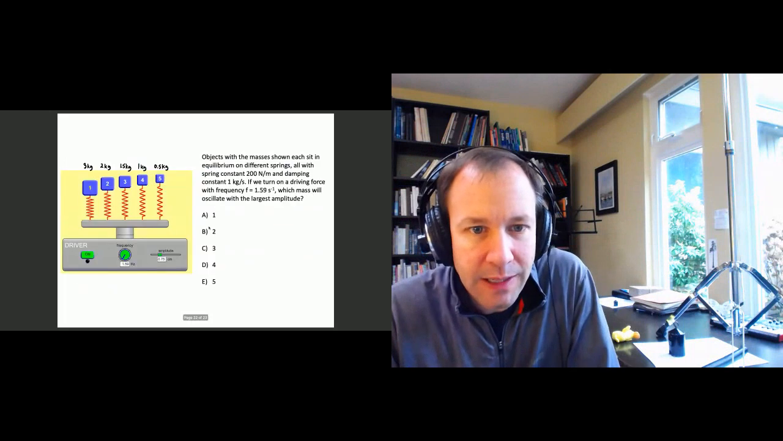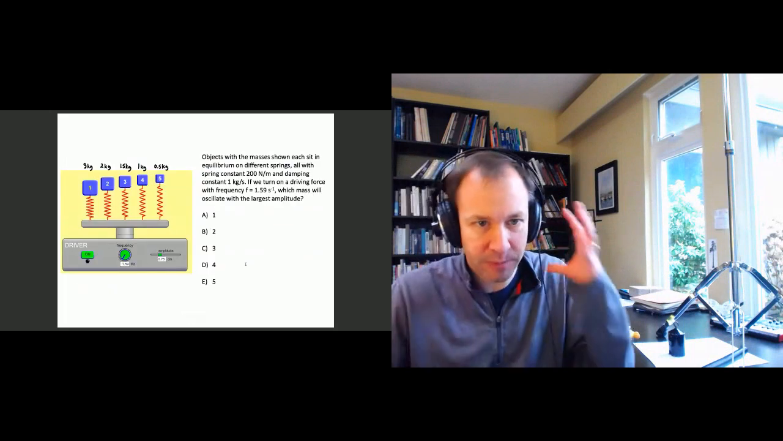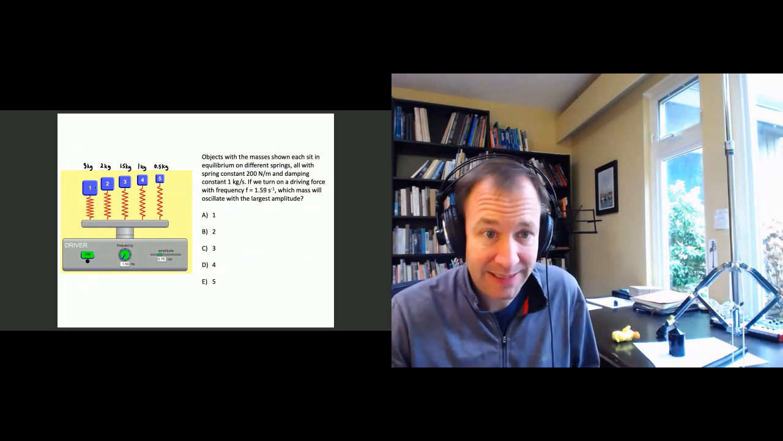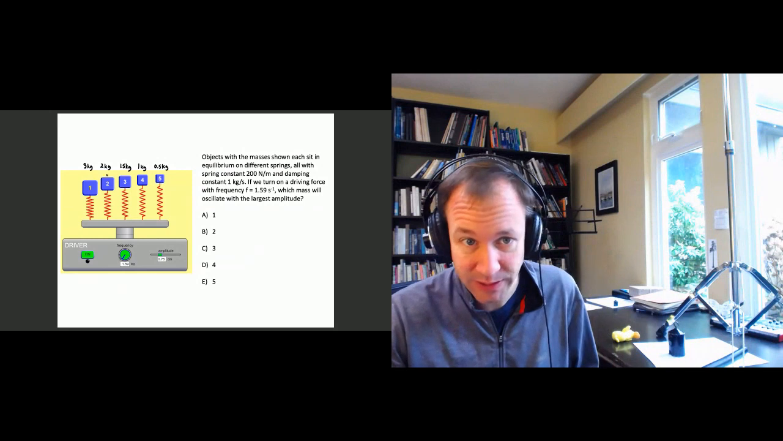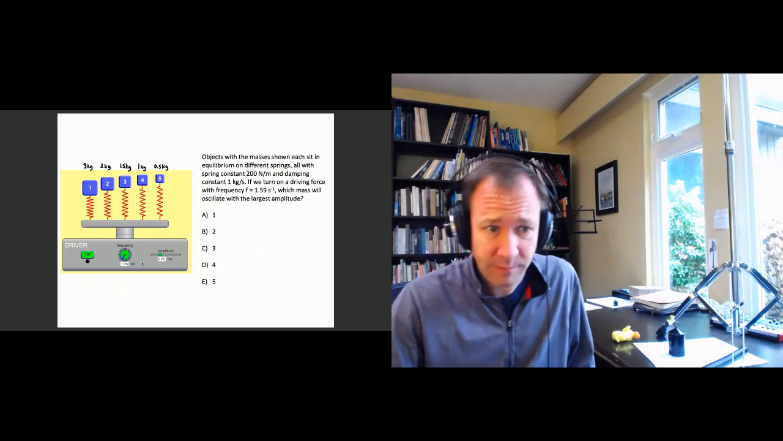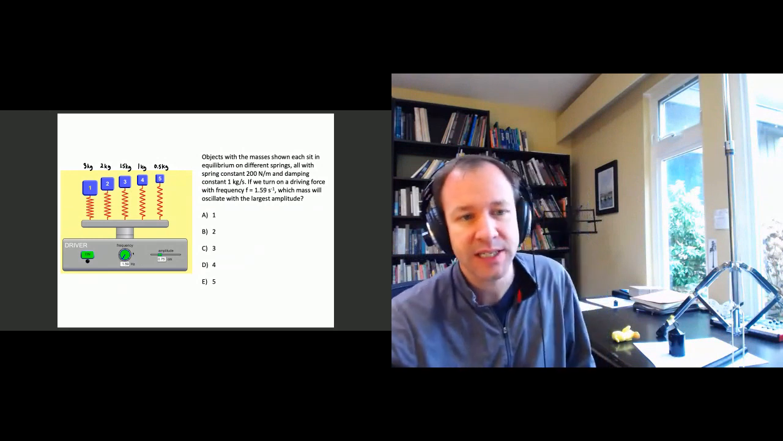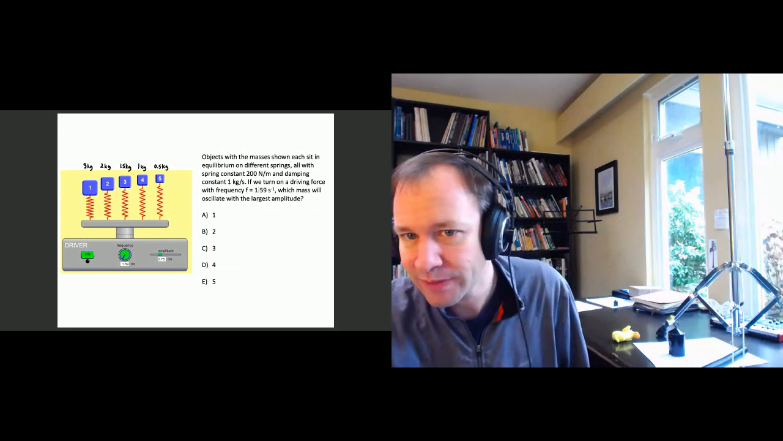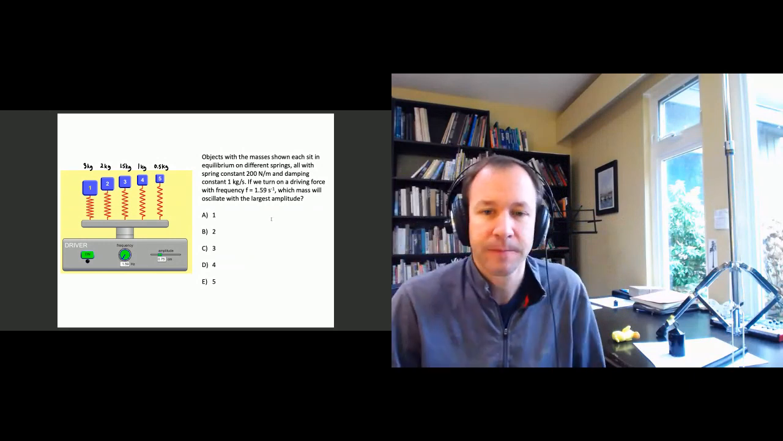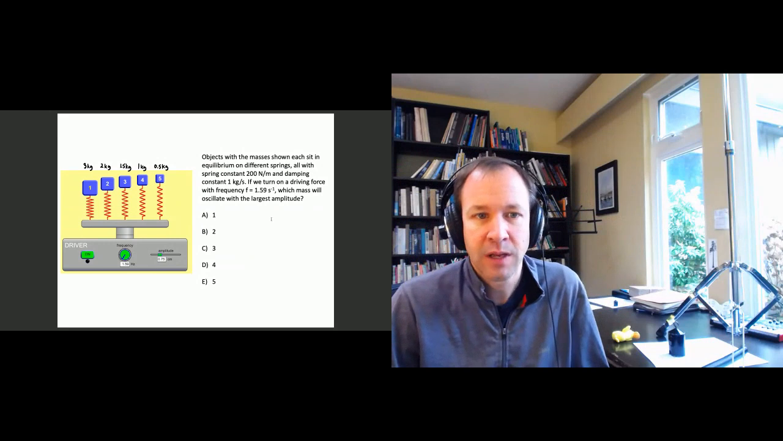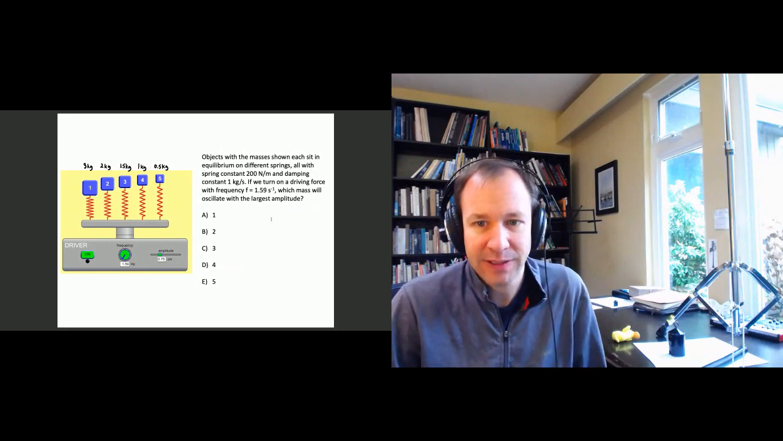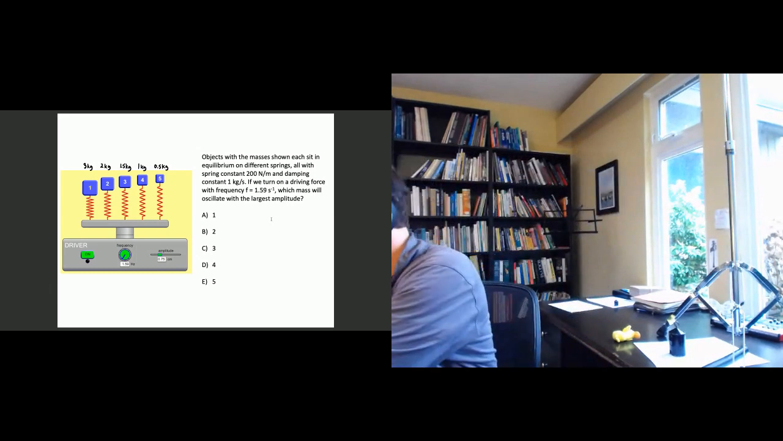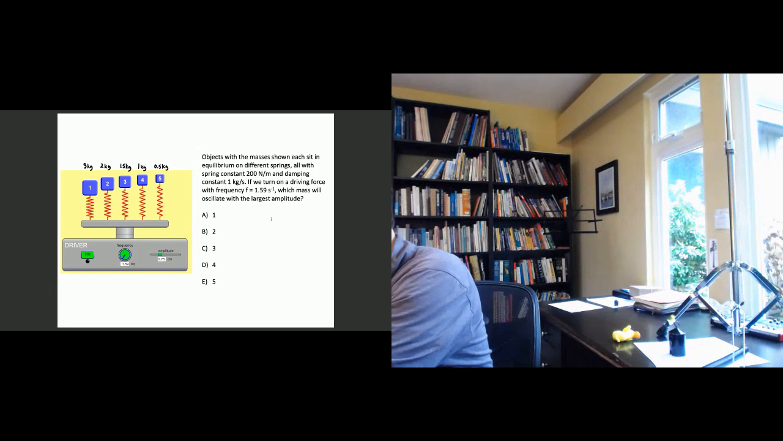I'll give you a question here just to help you process that. We've got a series of objects on springs. They have different masses. And then what we're going to do is turn on this machine that makes the plate go up and down at a particular frequency, which is 1.59 inverse seconds. You want to know which of these masses is going to oscillate with the largest amplitude. I'll have you think about that for a minute, and then we're going to talk about it.